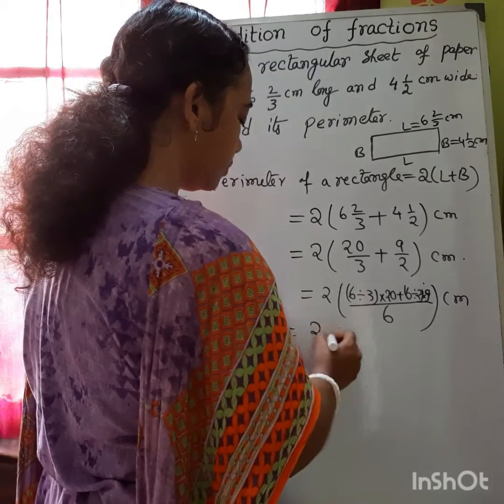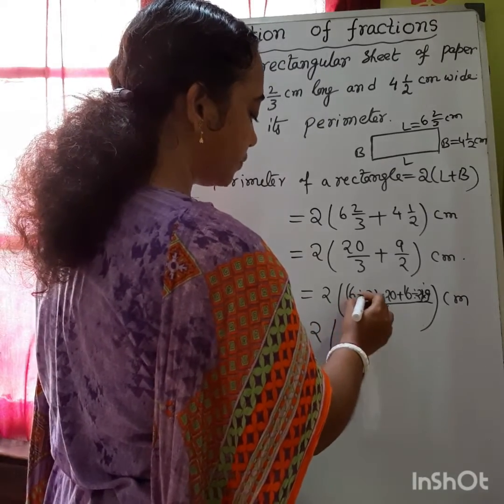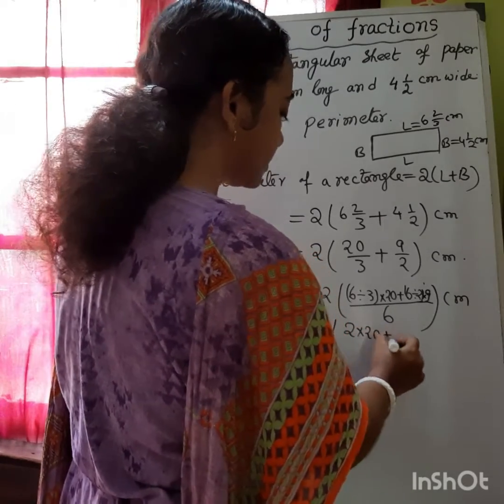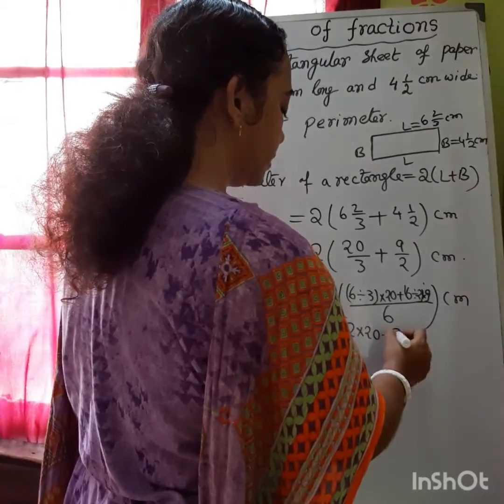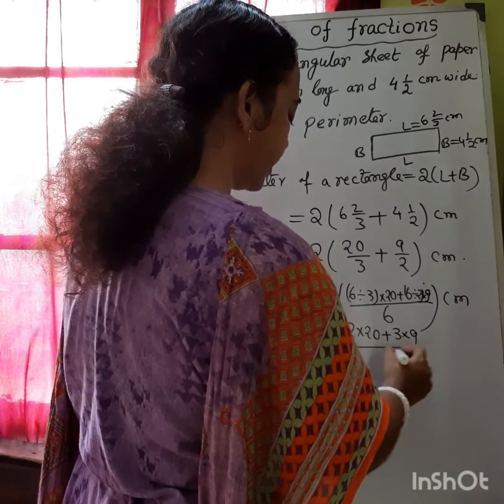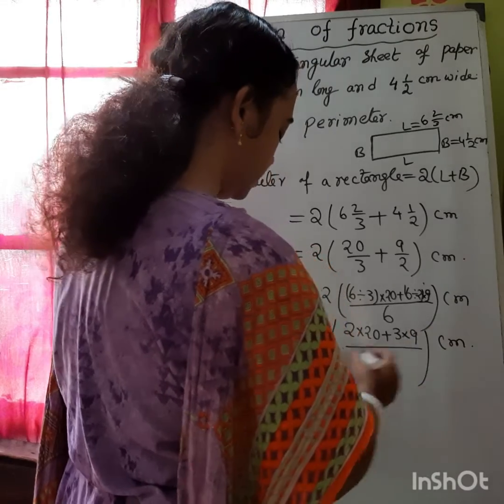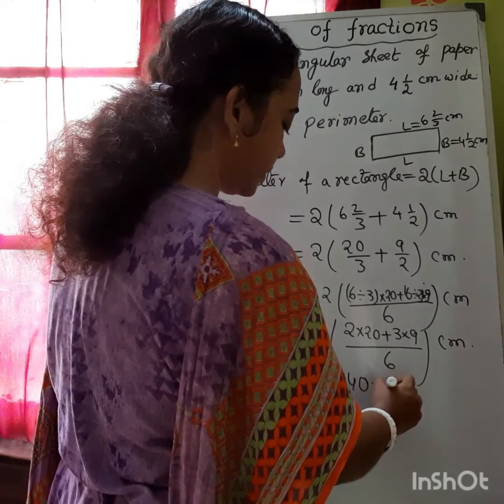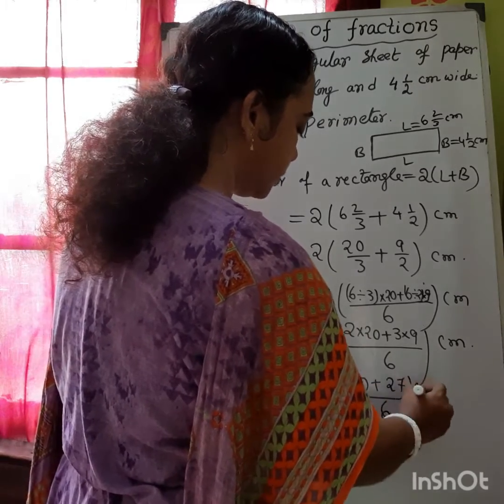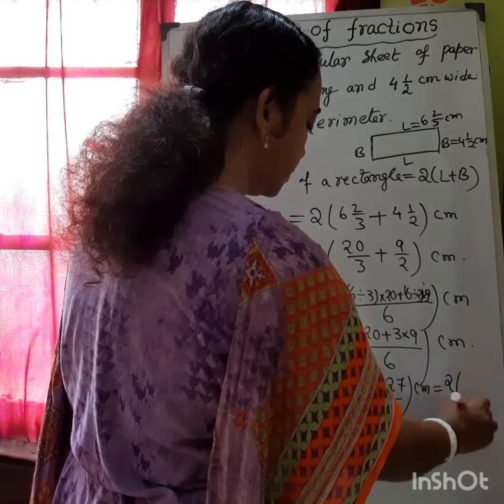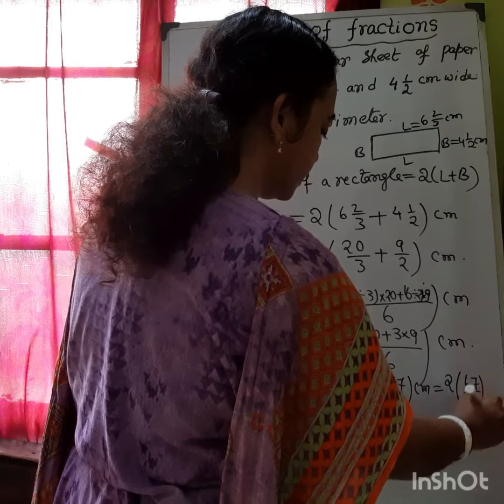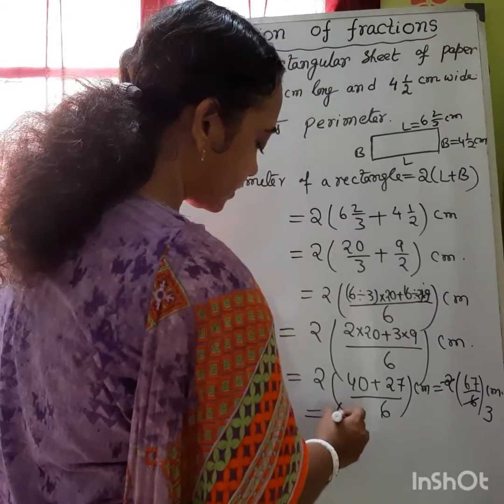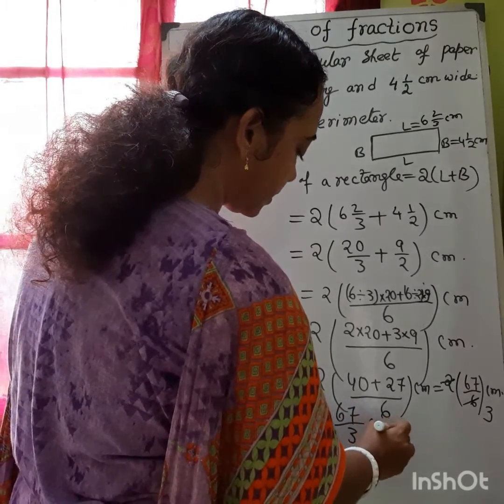So this will give 2, 6 divided by 3 means 2. We get 2 as the quotient, so 2 into 20 plus 6 divided by 2 will give 3, then 3 multiplied by 9, whole divided by 6 centimeter. So this is giving here 40 plus 27 by 6 centimeter is equal to 2 into 67 by 6 centimeter. So 2 3s are 6. So this we can write as 67 by 3 centimeter.